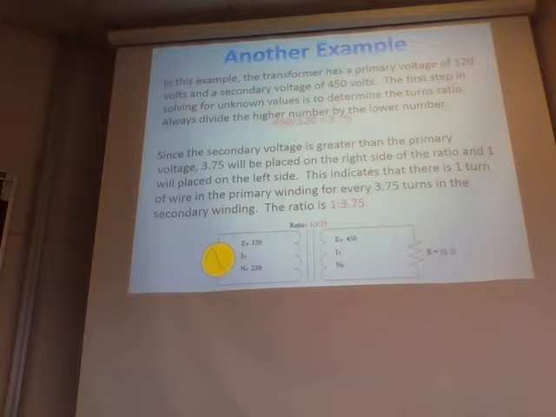And you can go through it again. This time you've got 120 volts primary voltage, 450 is secondary voltage. So right away you can take those two values and calculate the turns ratio, 1 to 3.75, because you've got fewer turns on this side, more turns on that side. So it indicates that there is 1 turn of wire in the primary for every 3.75 turns in the secondary.